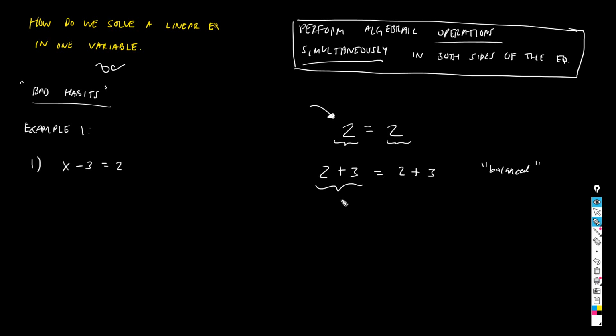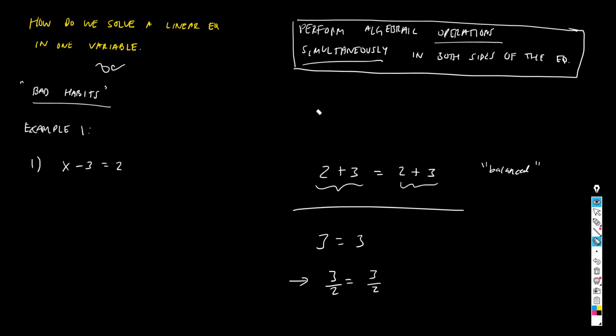Because 2 plus 3, which is 5, is equal to 5. You see. Another example: if you have 3 equals 3, and if you want to, let's say, divide 3 over 2, okay, that's perfectly fine. If you want to divide this side over 2, you gotta do the same on the other side. You see, it's a very simple idea. It's extremely simple in its nature.